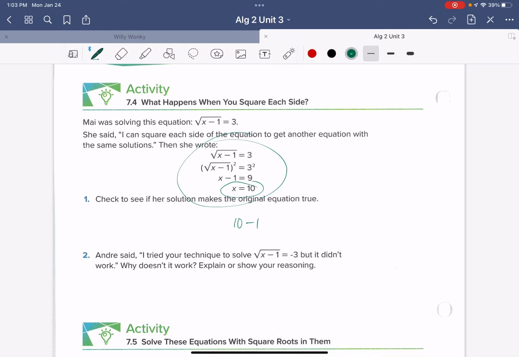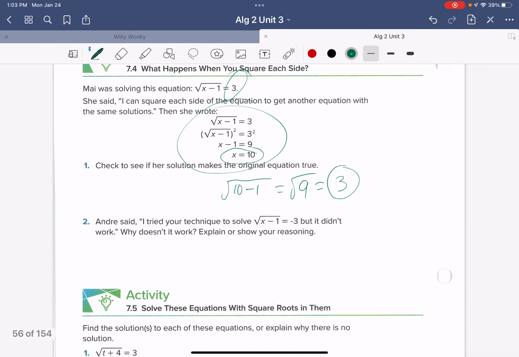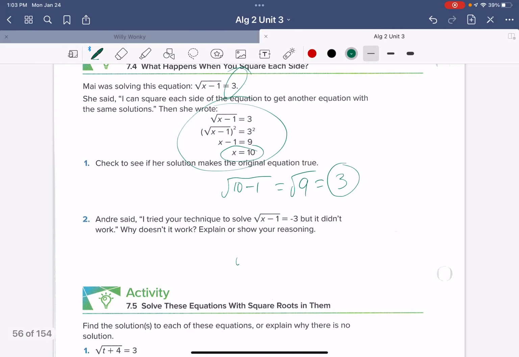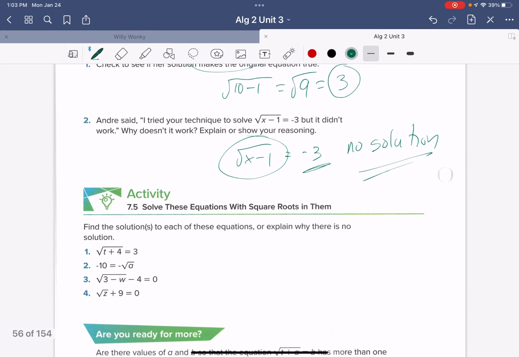So it's 10 minus 1, take the square root. 10 minus 1 is 9. The square root of 9 is, of course, 3. So 3 is the answer, and that's what came out of it. So that is correct. What they're trying to get at here is the fact that square roots only produce positive answers. So the square root of a number has to be positive. There's no way for it to be negative. So this here has no solution. So that's what's going on in that problem.